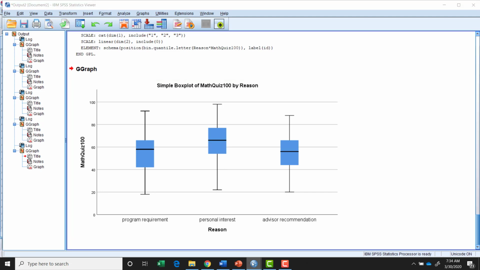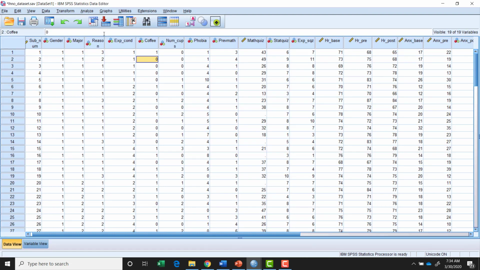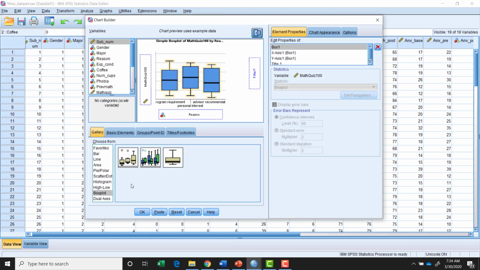So we can get even more fancy. We can now do a clustered box plot. And again, this is just adding an extra variable. So now let's cluster by gender.